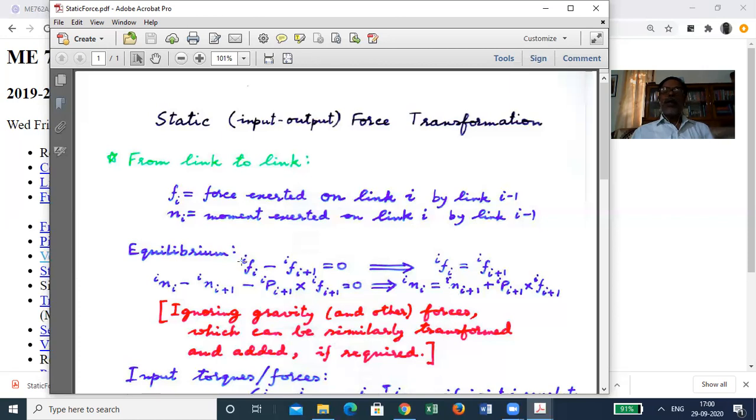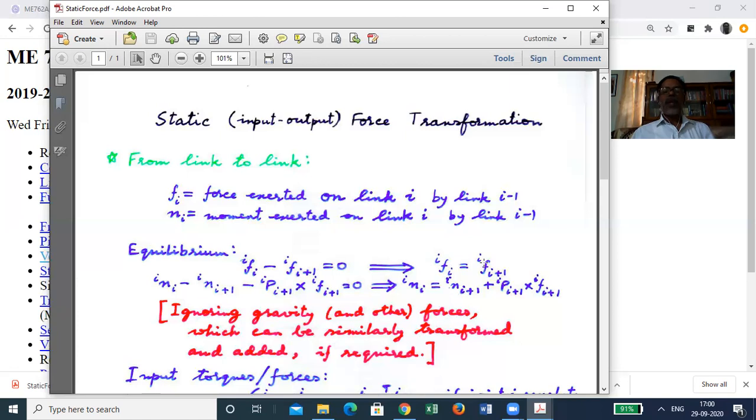In particular, you can do that in frame I. One important point is that all the vectors among which you do any vector operations, all of them have to be expressed in the same basis. Otherwise, these operations will not make sense. So I_f_i minus I_f_i+1 equals 0. And this will imply that these two are equal.